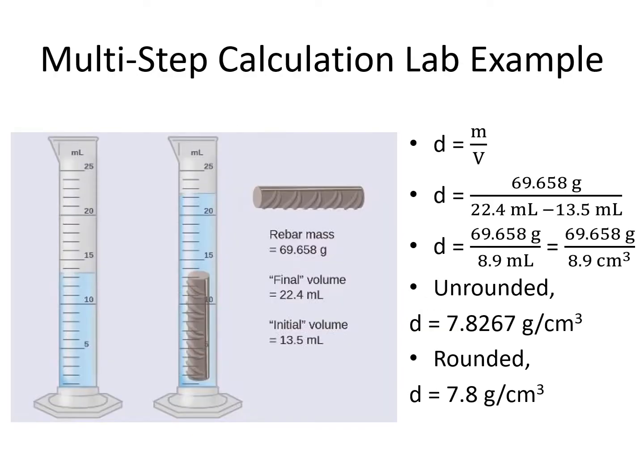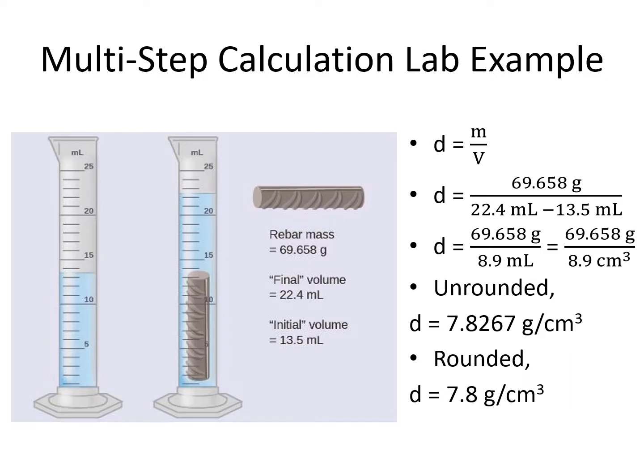An example of a multi-step calculation is one like we do in the lab. We are using Archimedes' principle to determine density of a metal bar. We are using the equation density equals mass divided by volume. Mass in this example is 69.658 grams. Volume is the difference between final volume, VF, which is 22.4, and initial volume, VI, which is 13.5. We first go through the calculations without rounding and come out with 7.8267 grams per cubic centimeter.